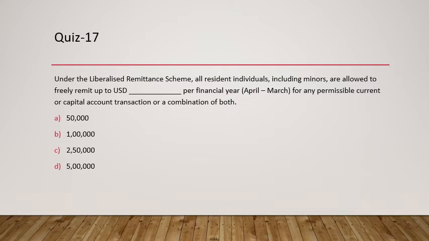Question number 17. Under the Liberalized Remittance Scheme, all the resident individuals, which are basically Indians staying in India, including minors, are allowed to freely remit up to $250,000. This is as per FEMA and FEMA guidelines. So you can take $250,000 per financial year for any permissible current or capital account transaction.